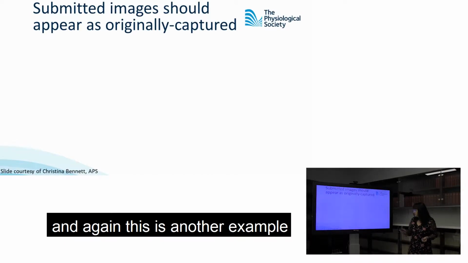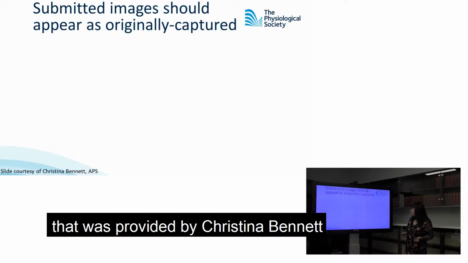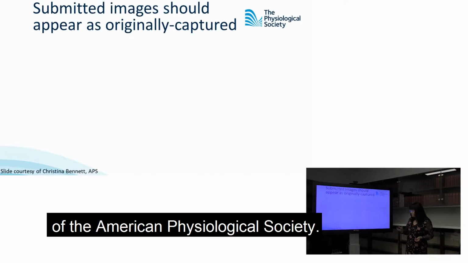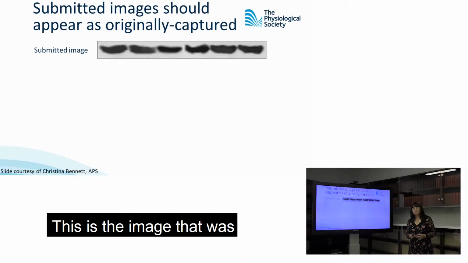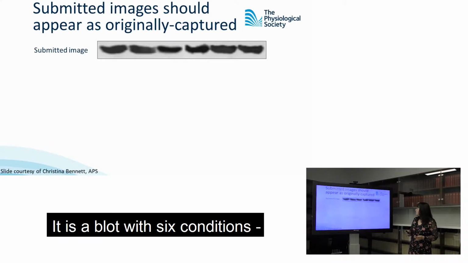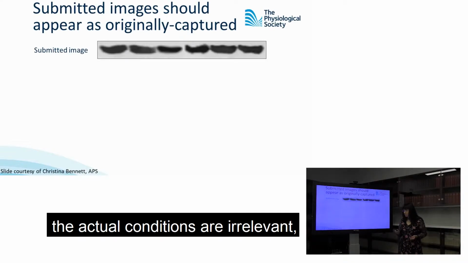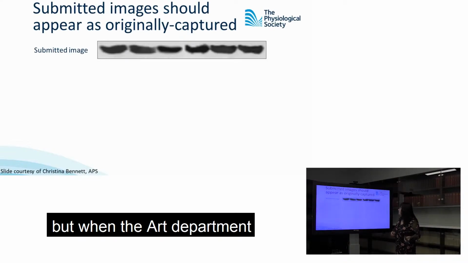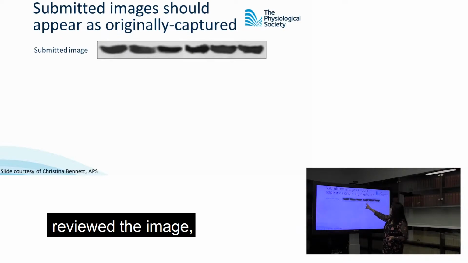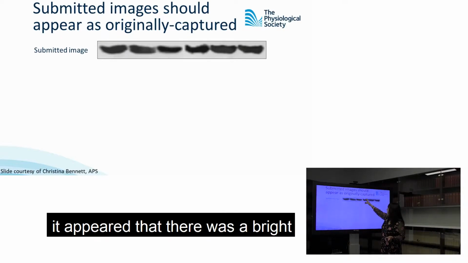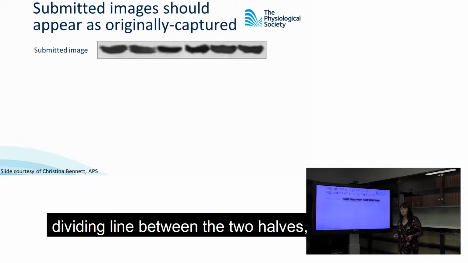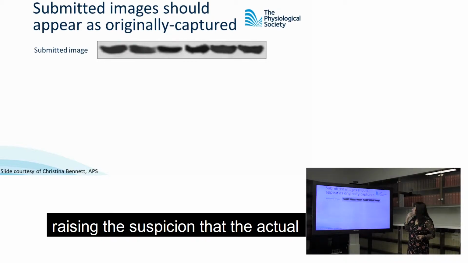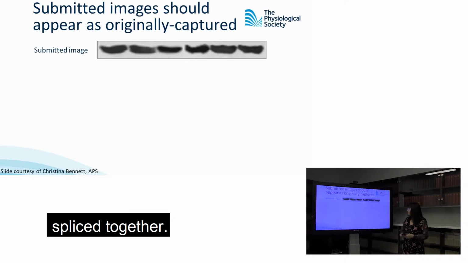And again, this is another example that was provided by Christina Bennett at APS. This is the image that was submitted to the journal. It's a blot with 6 conditions. The actual conditions are actually irrelevant. But when the art department reviewed the image, it appeared that there was a bright dividing line between the two halves, raising the suspicion that the actual blot that was shown had been spliced together.